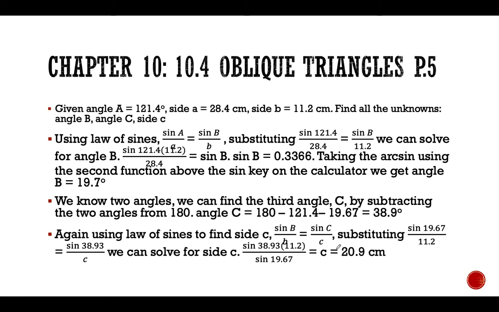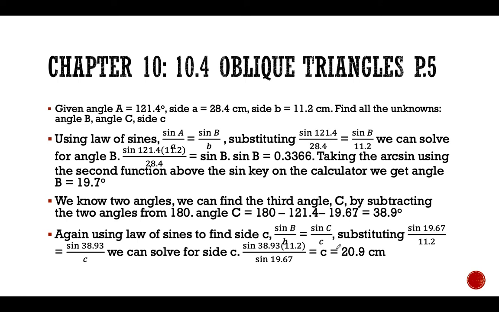We know two angles, so we can find the third angle C, again, by subtracting the two that we know from 180. Angle C equals 180 minus 121.4 minus 19.67, so angle C equals 38.9 degrees.